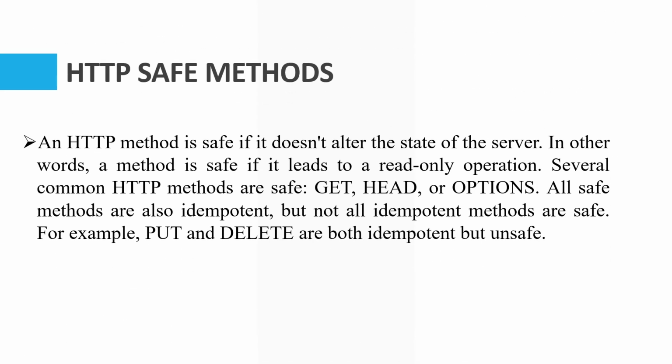HTTP safe methods. An HTTP method is safe if it doesn't alter the state of the server. In other words, a method is safe if it leads to a read-only operation. Several common HTTP methods are safe, for example, GET, HEAD, or OPTIONS. All safe methods are also idempotent, but not all idempotent methods are safe. For example, PUT and DELETE are both idempotent but unsafe.